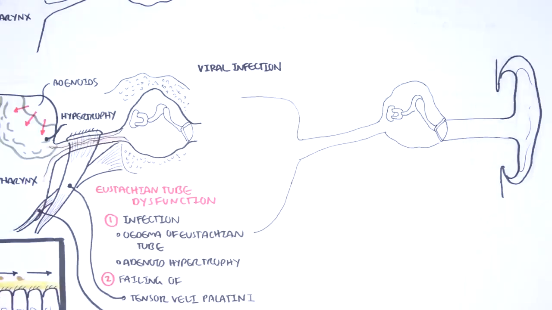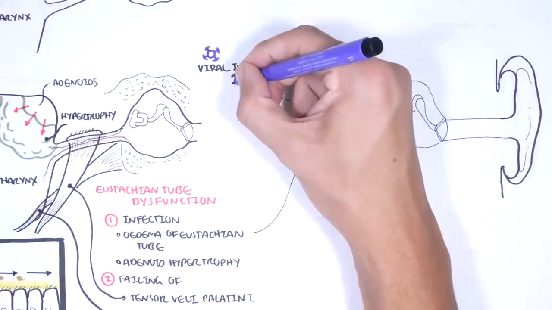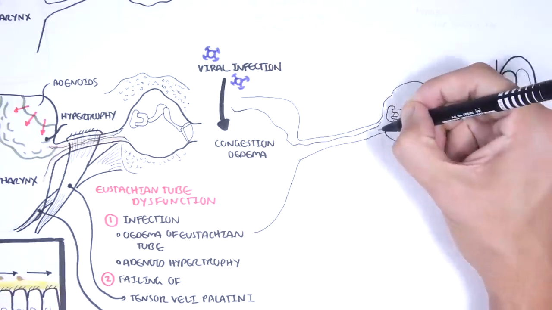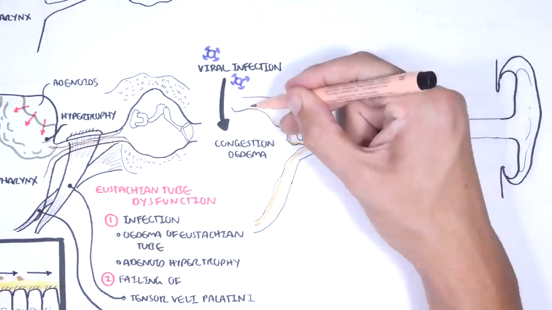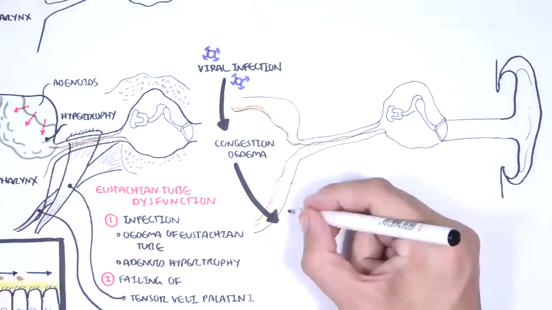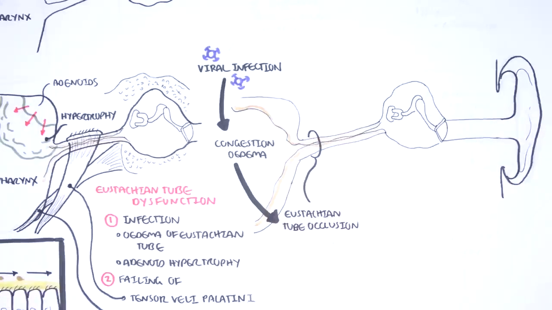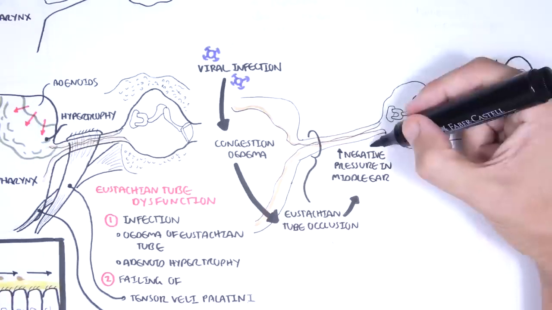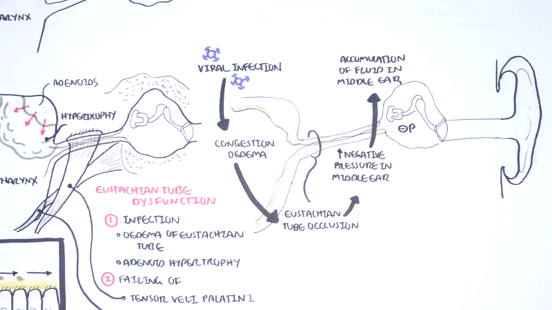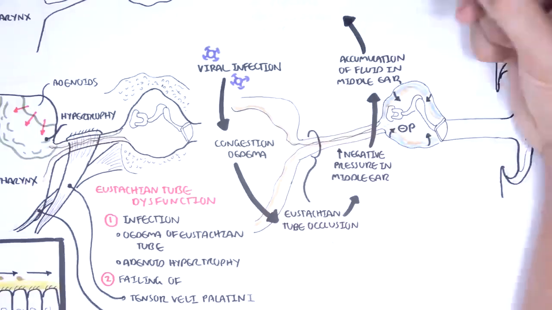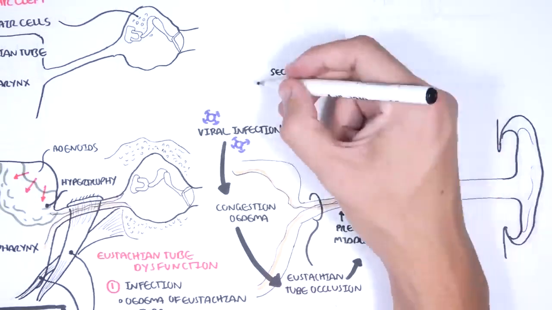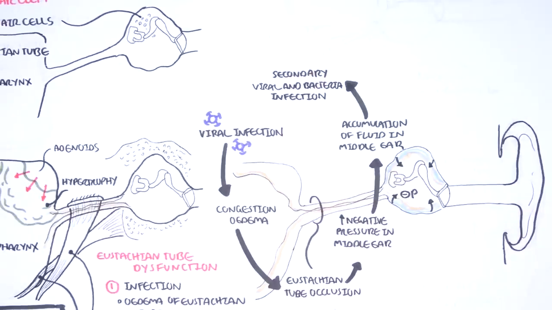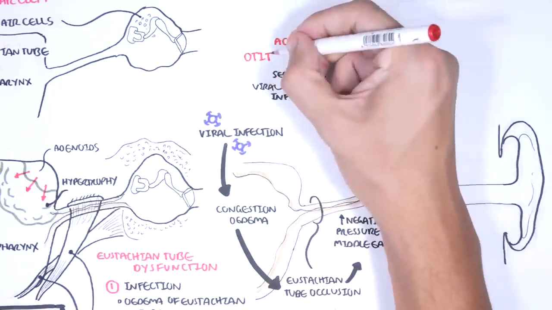So let's begin with a viral upper respiratory tract infection that has happened for a few days. This eventually causes congestion and swelling of the nasal mucosa, the nasopharynx, and swelling of the eustachian tube. Eustachian tube occlusion results in increased negative pressure in the middle ear and accumulation of middle ear secretions. Secondary bacterial or viral infections can occur in this environment, which will cause further suppuration and features of acute otitis media.